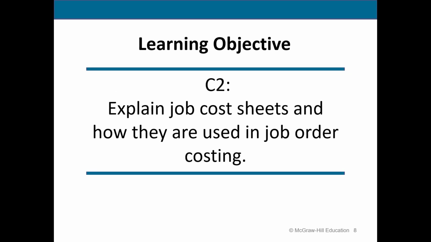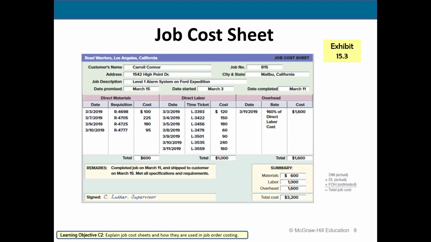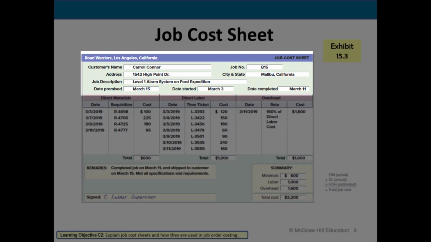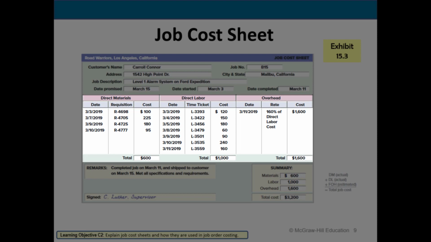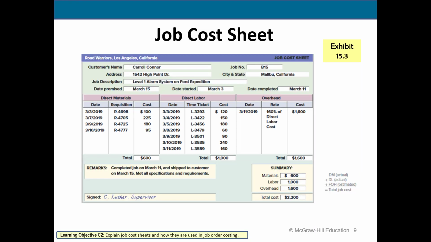So now we're going to look at something called a job cost sheet, which is useful in job order costing. This is an example of a job cost sheet. You can see at the top we have the customer's information, a job number, the dates, and then we have three major sections: direct materials, direct labor, and overhead.